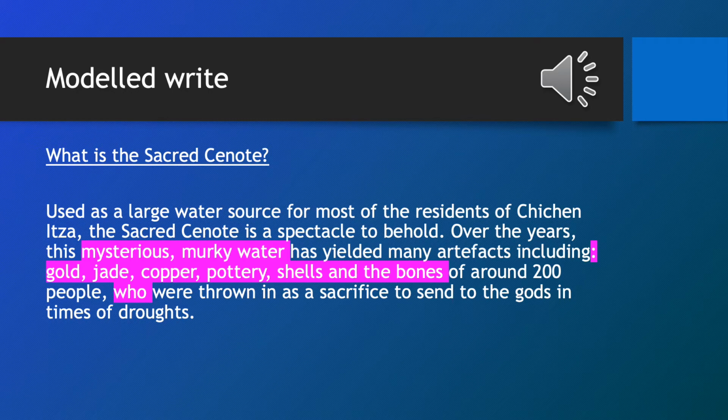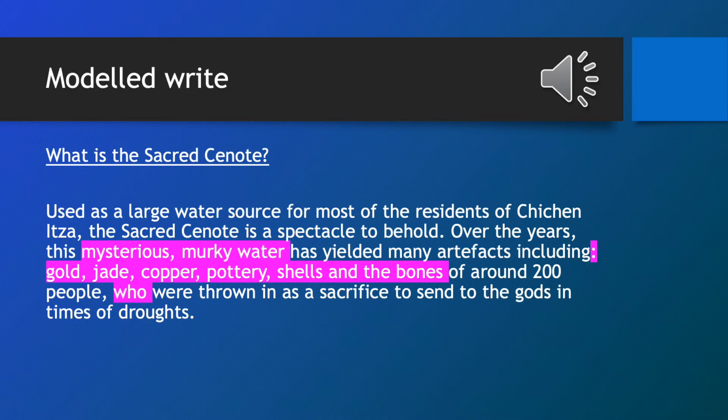So here I'm going to continue to write. You should have written already probably 2 of your subheadings, and this should maybe be the 3rd one that you're now moving on to. It might be that you've done an extra one or you didn't quite get to that one, so just wherever you're up to. Mine's going to start with the subheading, What is the Sacred Cenote?